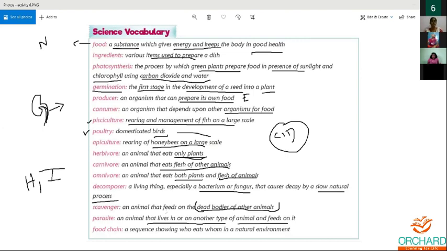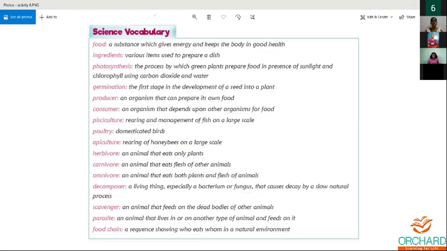And lastly, the food chain is a sequence showing who eats whom in a natural environment. So these are some of the vocabularies to be known, the important vocabularies in unit 1. With this, your unit 1 gets over. I hope you don't have any doubts.